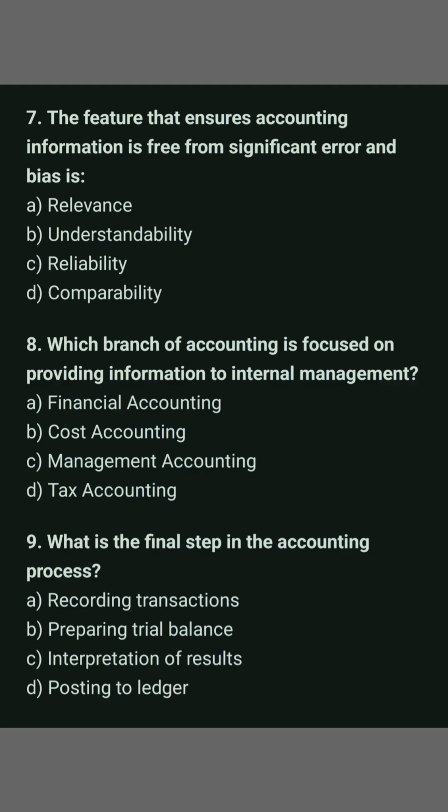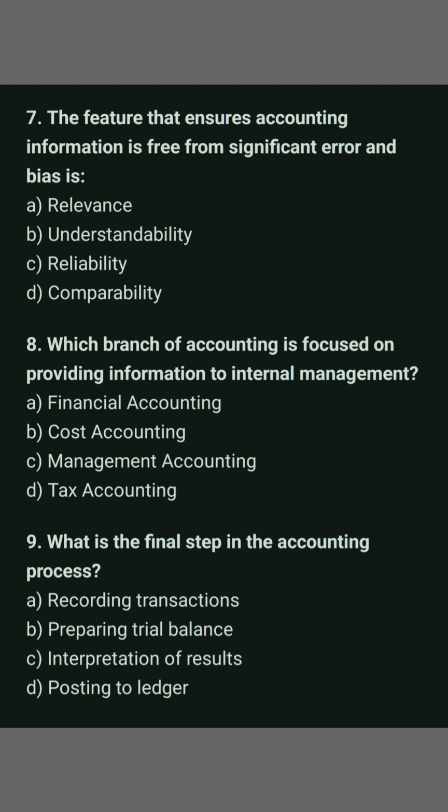You must be knowing it. That is significant errors and bias. वो कौन सा फीचर है जो अगर अकाउंटिंग में होगा तो अकाउंटिंग जो होगी, it will be free from errors and bias. And the correct answer for this is the third one, that is reliability. When accounting is reliable, that means it is free from errors and bias.